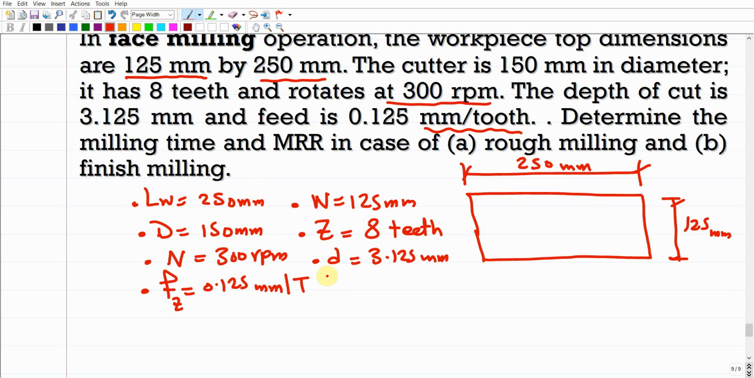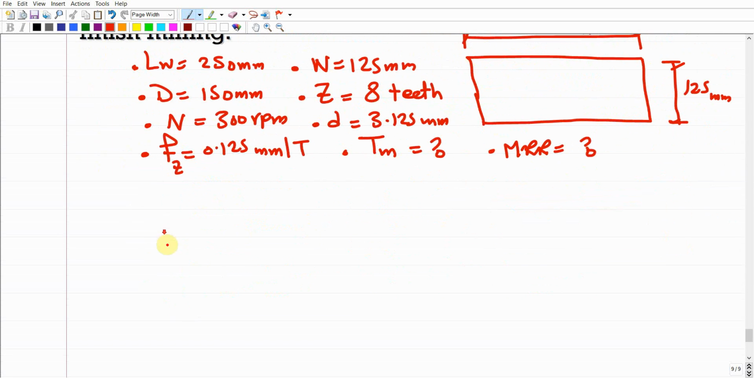Determine the milling time, which is the machining time, and the metal removal rate. For the two cases, rough milling and finish milling, you're going to work on two separate problems. So let us start with the rough milling. In the rough milling, you're going to use the same conditions here.